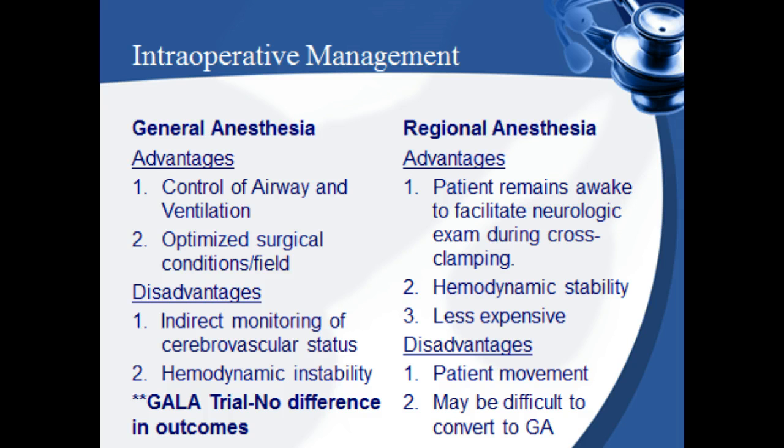Now getting into intraoperative management, we're going to look at the benefits and disadvantages of general anesthesia versus regional anesthesia. Under general anesthesia, the focus should be on maintenance of hemodynamic stability and prompt emergence for immediate assessment of the neurologic status. Advantages for general anesthesia include control of the airway and ventilation, and optimized surgical conditions in the surgical field. Disadvantages include indirect monitoring of cerebrovascular status and hemodynamic instability. Regional anesthesia is performed using a superficial cervical plexus block.